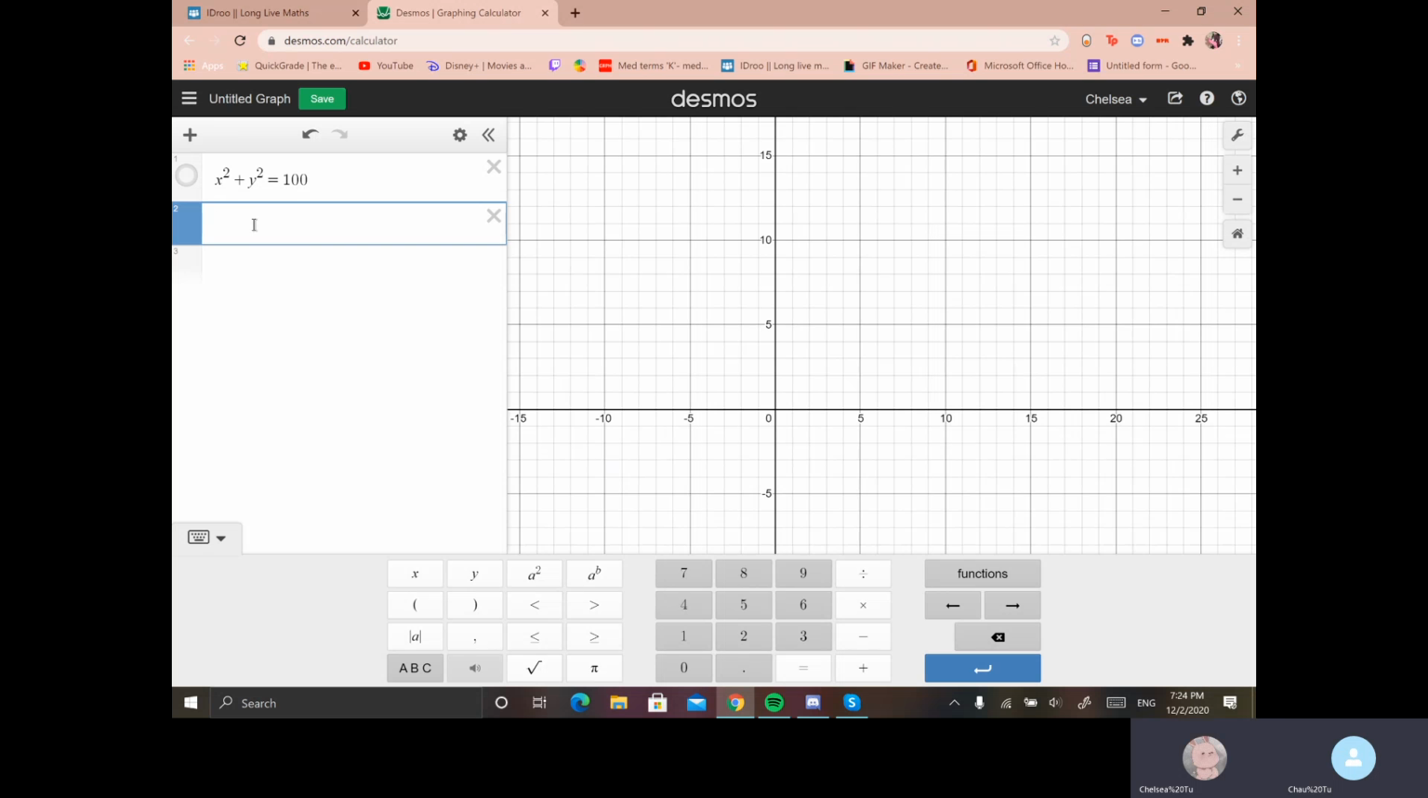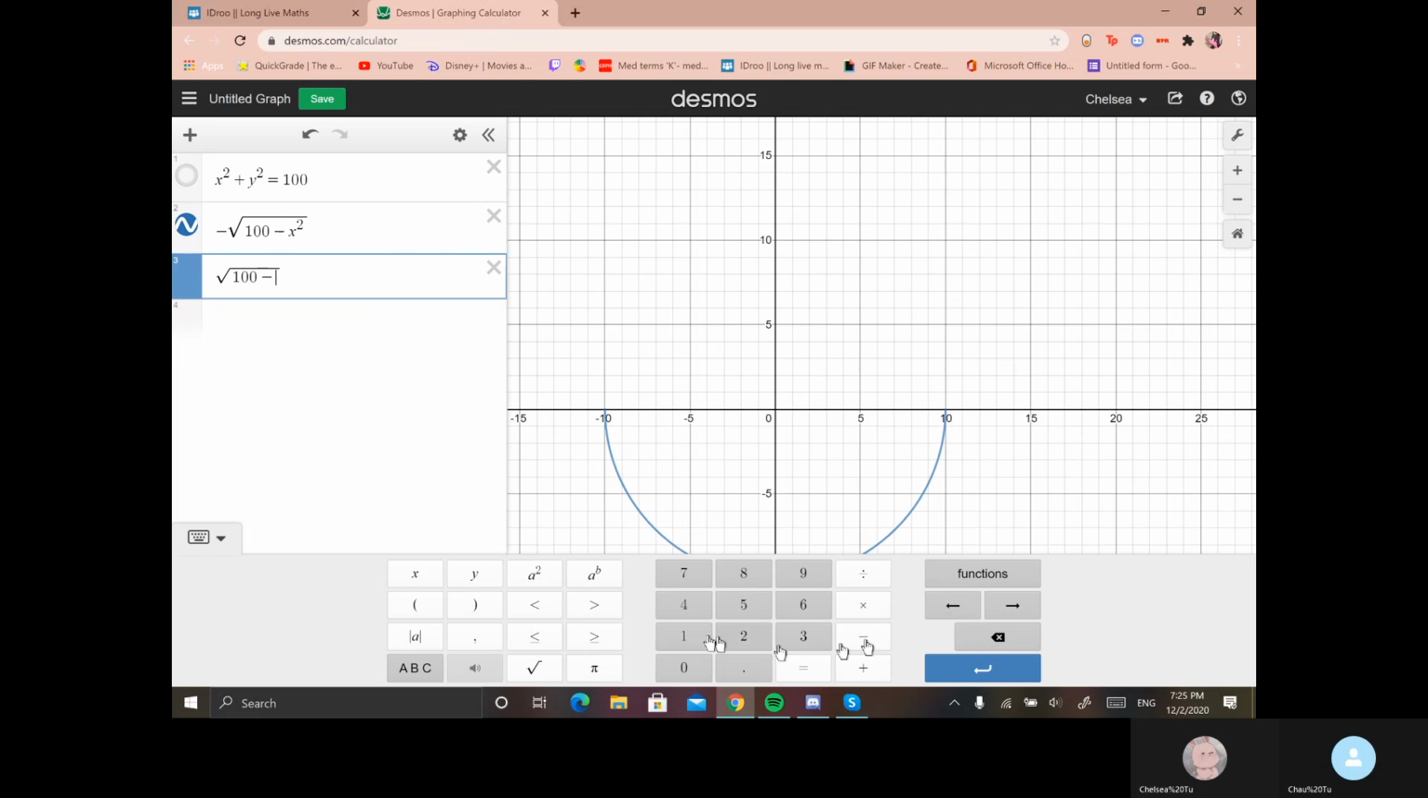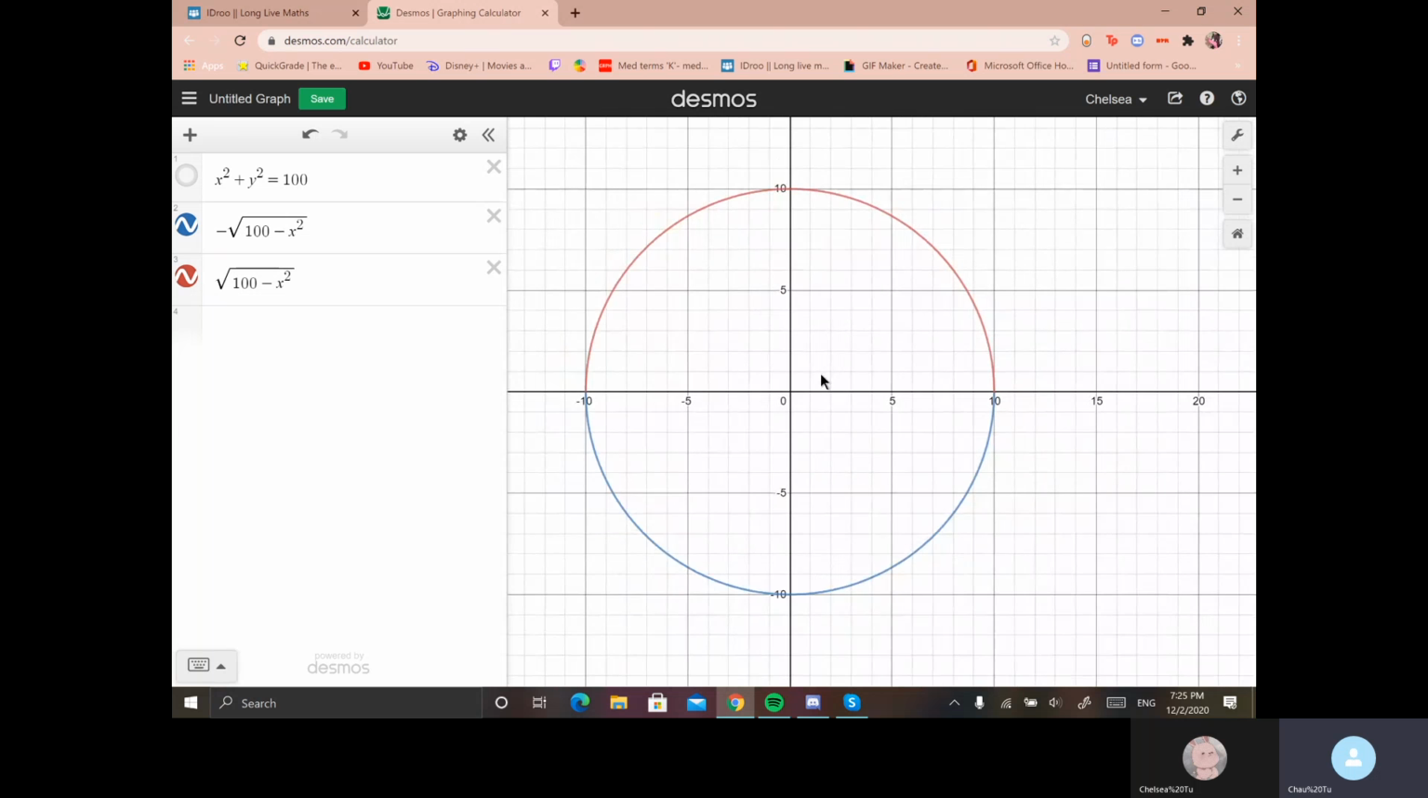So when you look at the minus square root, 100 minus x squared, we are looking at the negative version. So looking at the negative strand. Now change that minus to a plus. Yeah. So when you square root it, you get two versions: the positive version and the negative version.